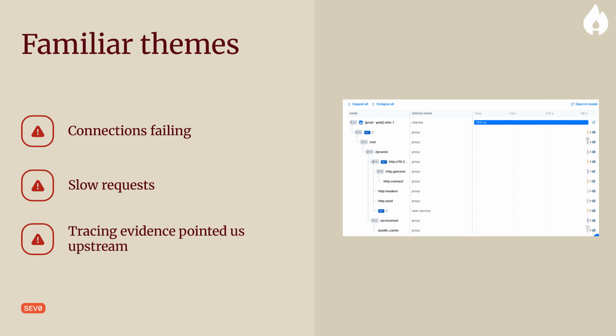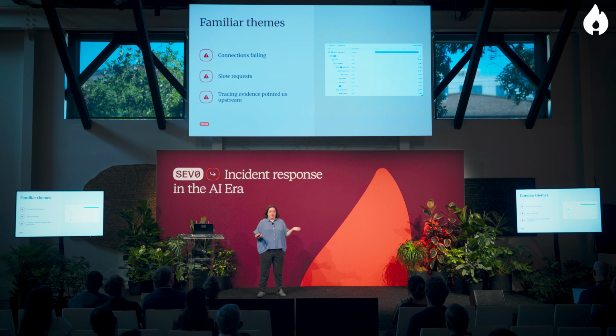Yeah, so we see familiar themes of connections failing and slow requests. And fortunately, we had our tracing nicely in place, and this was able to show us that, in fact, the problem wasn't in our system. This blue bar shows the time from when this probe check started to when it actually reached our system, and it spent all the time somewhere out there in the ether, in the internet.